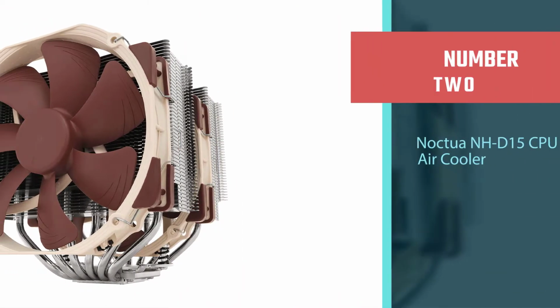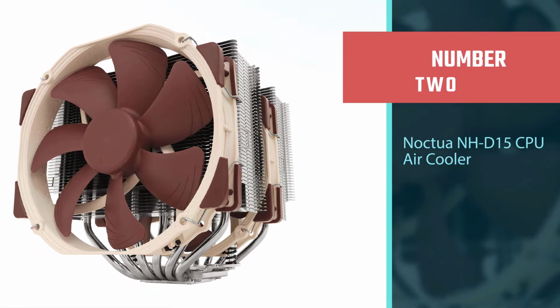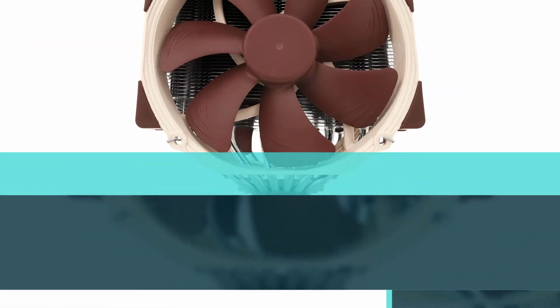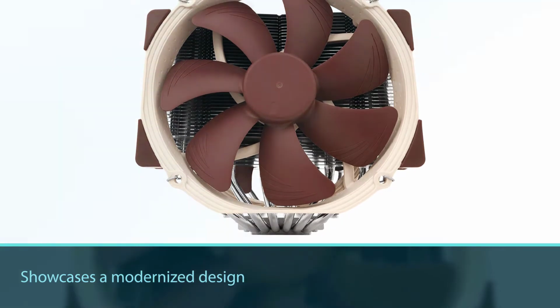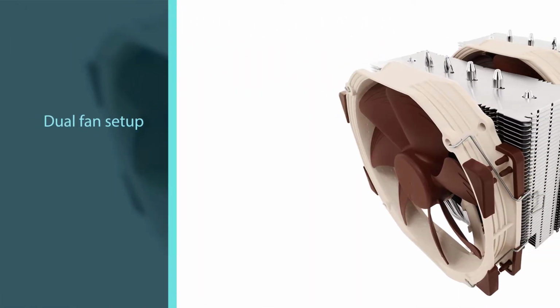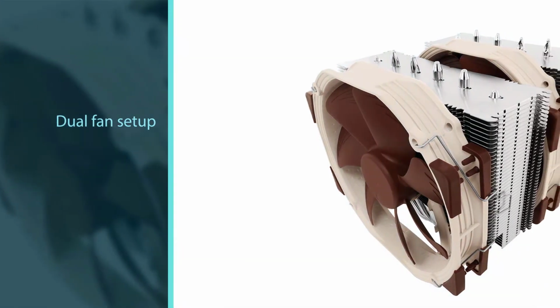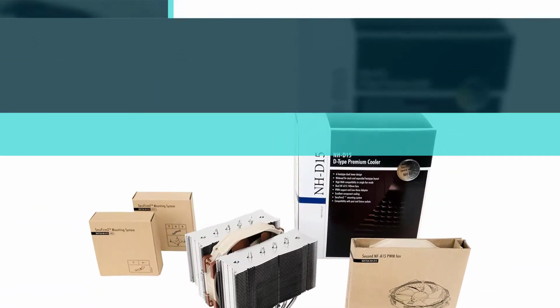Number 2. Noctua NH-D15 CPU Air Cooler. The cooler showcases a modernized design, but the color scheme is limited. The dual fan setup ensures higher static pressure and enormous airflow to keep your high-end processors within their thermal range and keep noise at a meager value.